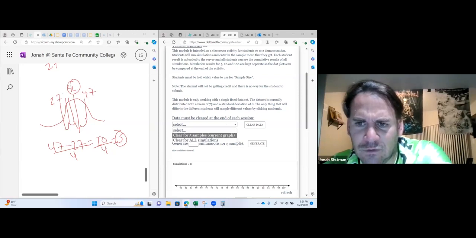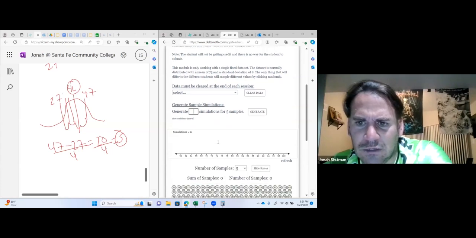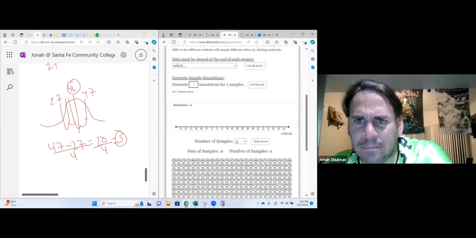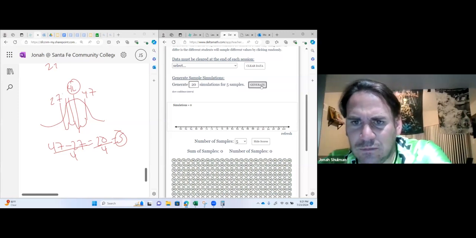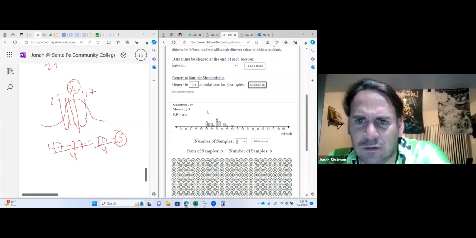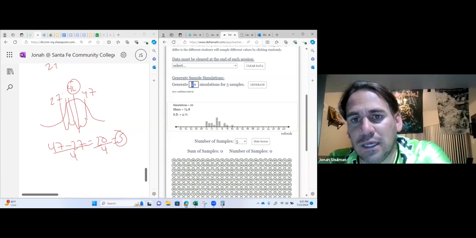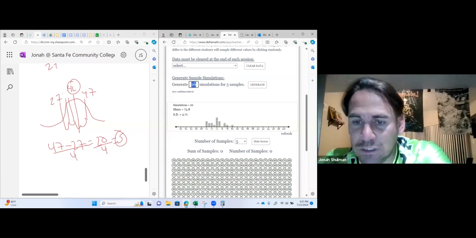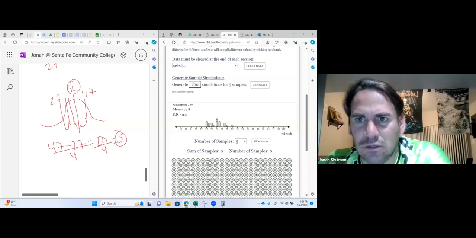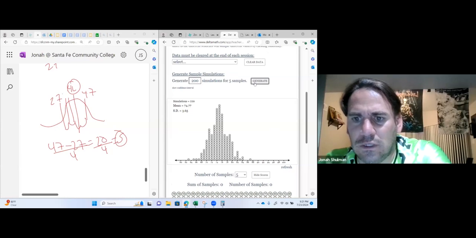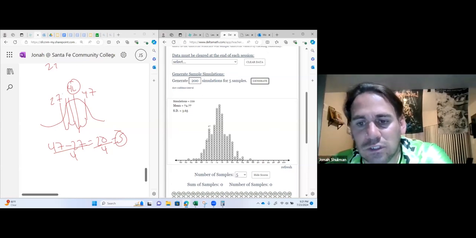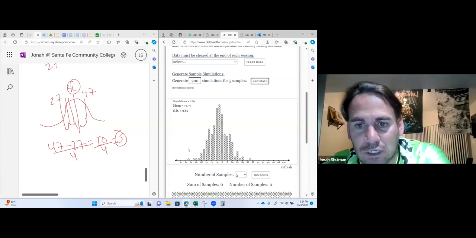So let's clear the data for 5. Okay. And let's generate, I don't know, 20 simulations for 5 samples. Ta-da! Now, the more we do, the more it'll look like a bell curve. Let's do 200. Let's clear the data. Nice. So the more simulations you do, the more it's going to resemble this bell curve shape.